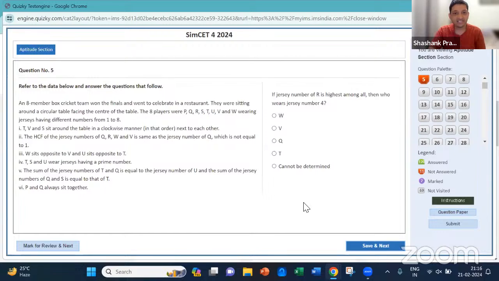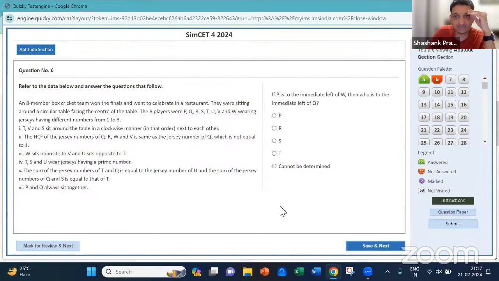If R is the highest among all, then who wears jersey number 4? Either W or V. Q is 2, R is 8. So W or V has to be 4.